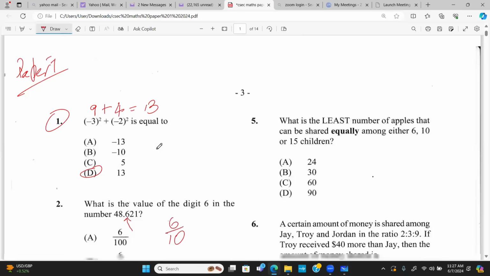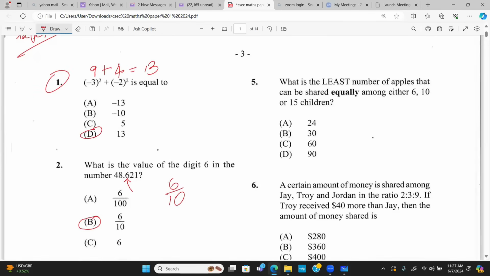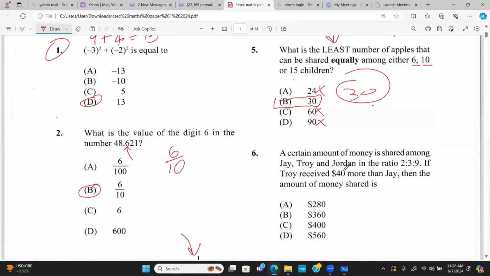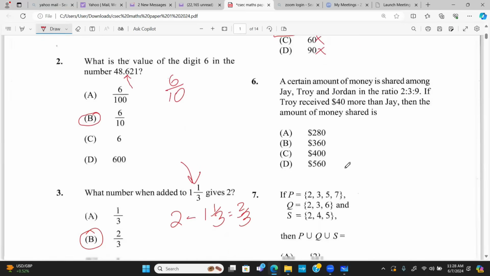All right. Number 5, let's see what's going on. What is the least value of apples that can be shared equally? The moment I see least, I'm thinking LCM. So what is the lowest common multiple of these three numbers: 6, 10, 15? Definitely 24 is out. 60 is too large, 90 is too large. 15 can go into 30, 6 can go into 30, 10 can go into 30. So it is the smallest one that is possible right there, 30.